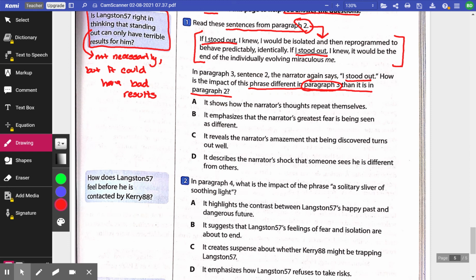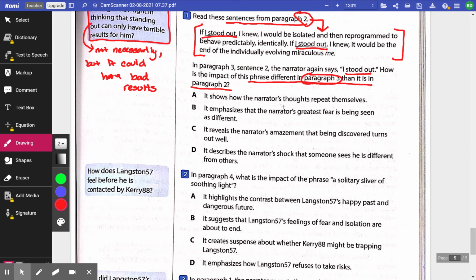So first, let's look at answer choice A. It says, it shows how the narrator's thoughts repeat themselves. So we know that, well, it is getting repeated, right? That phrase, I stood out, is being repeated in paragraph 2, and this being repeated again in paragraph 3. But I would say that there's probably a little bit more to it than just the thoughts repeating themselves. This is a very surface level statement. It offers no analysis of repetition.